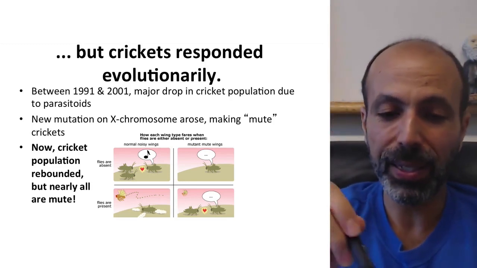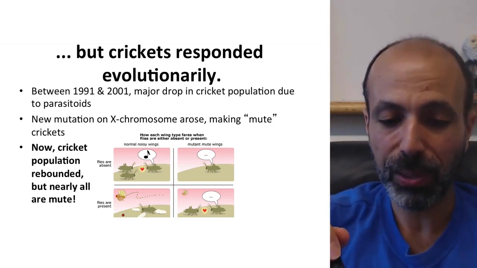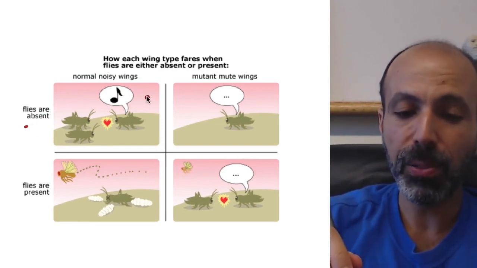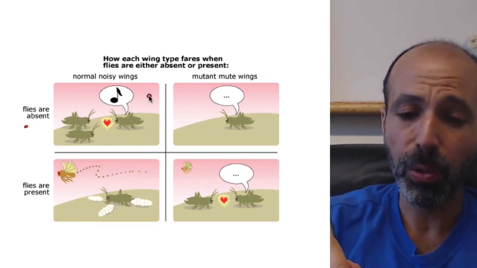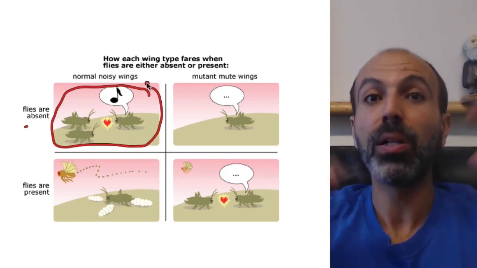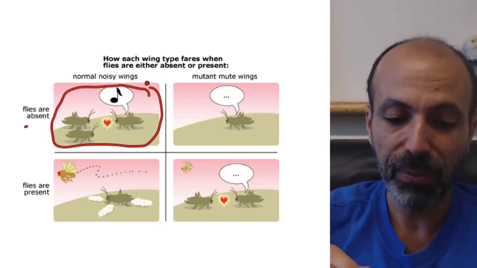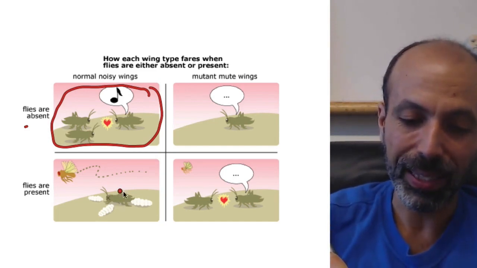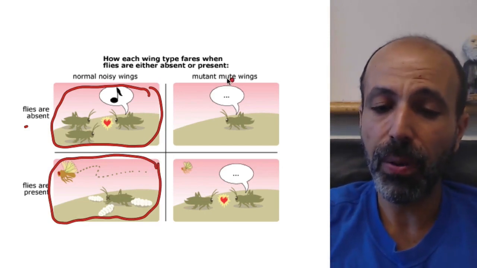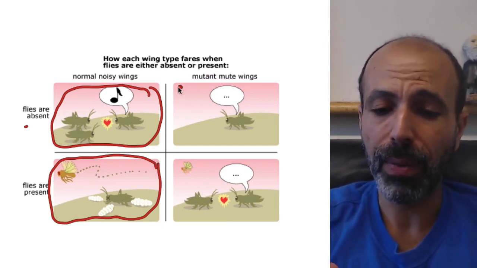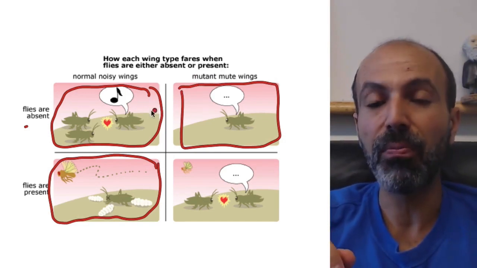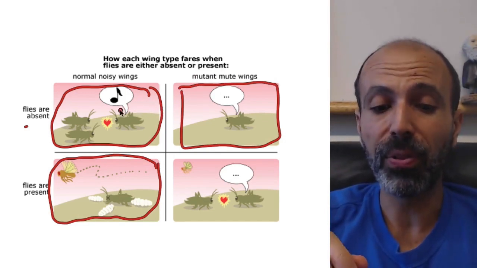So we might expect here, this shows four possible things, that if the flies are absent, then it's best to have these noisy normal wings, right? Because then you can attract a lot of mates. You want to call as loud as you can to call mates in. If flies are present, you're going to die, like this dead cricket here. So that would not be good. If you have a mute male, if he's competing with noisy ones, he doesn't do so well in terms of mating, right? If the flies are absent.